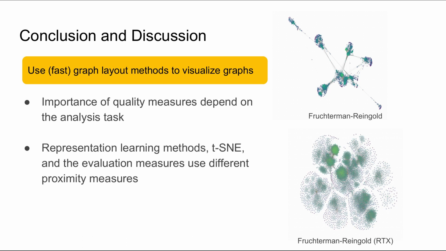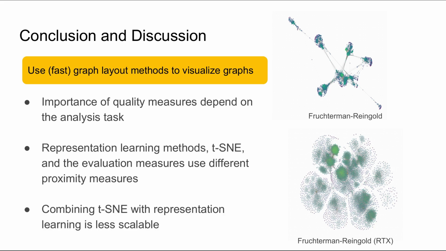Second, some representation learning methods optimize dot product similarity, which is a different proximity measure than the Euclidean distance used in t-SNE and some of the evaluation measures. So one could adapt the distance-based evaluation measures, for instance, or use a different proximity measure when applying t-SNE. Lastly, using t-SNE after computing a higher dimensional representation of the graph is time-consuming and might not scale as well as faster graph layout methods.